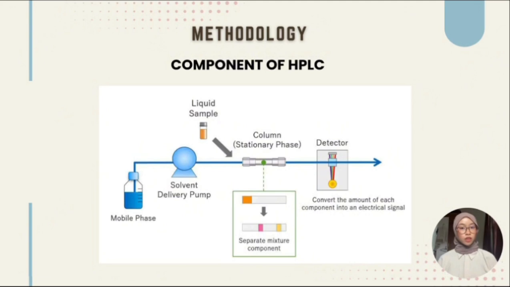So first, let's take a look at the HPLC components. HPLC components will work together to separate and quantify the metformin from a sample. First, it will start at the mobile phase that will go into the solvent delivery pump, which is known to push the solvent. So, the sample will be transported through the column that we also know as a stationary phase. In the column, it will separate the mixture components. So, the components will be sent to the detector to detect the metformin and generate the chromatogram, and finally the data system will analyze the result.